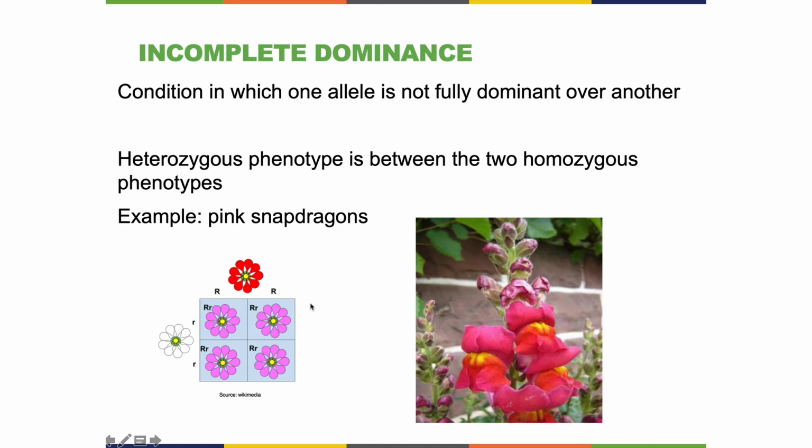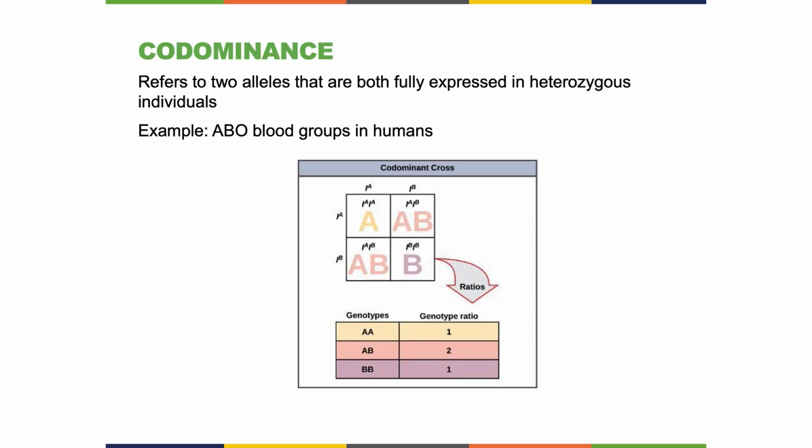We see this in guinea pigs with white and brown guinea pigs. We get a cream color. There are other instances of incomplete dominance. In codominance, both alleles are fully expressed in a heterozygous individual. And the example of this is the ABO blood groups in humans.